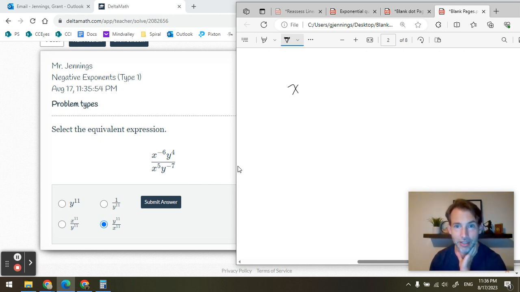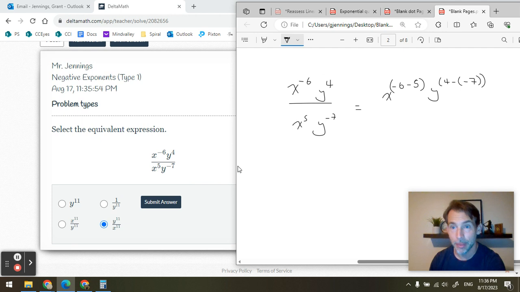If I have x to the negative 6, y to the 4, divided by x to the 5, y to the negative 7, I just stubbornly apply my laws. That's x to the negative 6 minus 5. That's the exponent up there. And then this is y to the 4 minus 7, which is equal to x to the negative 11, y to the positive 11, because subtracting a negative is like removing a debt. It's like basically giving you money. So that's y to the 11.